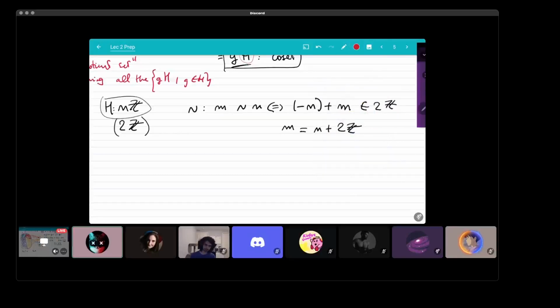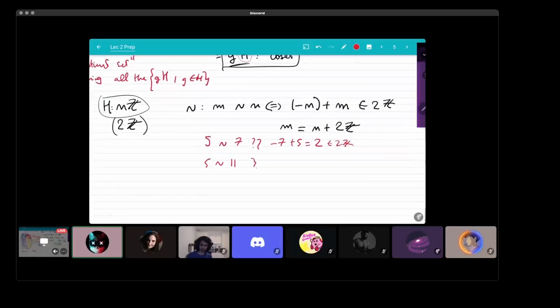And what does this mean? Let's compute some equivalent elements. For example, 5 is equivalent to 7. Yeah, because minus 7 plus 5 is minus 2, which is in 2Z. 5 and 11: yeah, because minus 11 plus 5 is minus 6, which is in 2Z. So it's actually all the elements of the same parity. If they're both odd, they're equivalent. If they're even, they're equivalent.